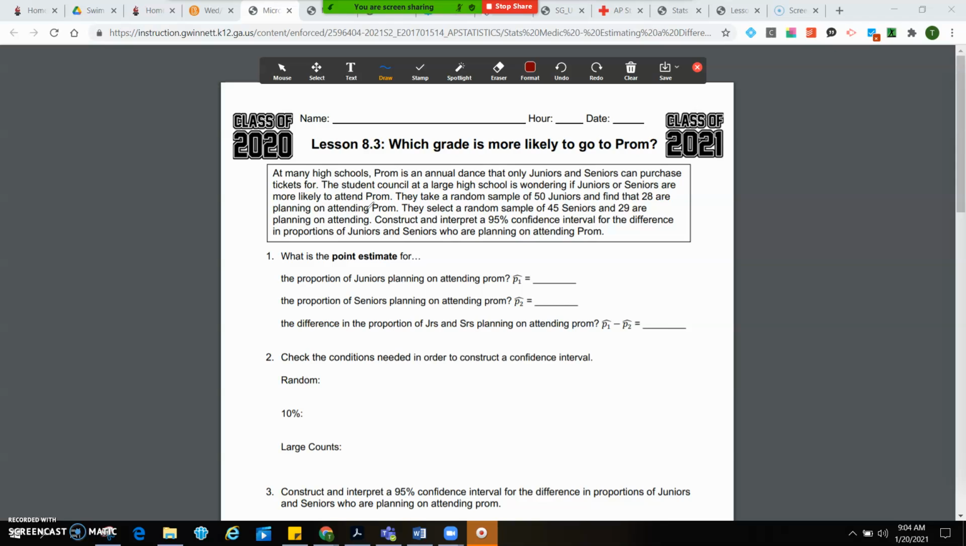At many high schools, prom is an annual dance that only juniors and seniors can purchase tickets for. The student council at a large high school is wondering if juniors or seniors are more likely to attend prom. They take a random sample of 50 juniors and find that 28 are planning on attending prom. They select a random sample of 45 seniors and 29 are planning on attending. Construct and interpret a 95% confidence interval for the difference in proportions of seniors and juniors who are planning on attending prom. So first thing that we want to do is calculate that proportion.